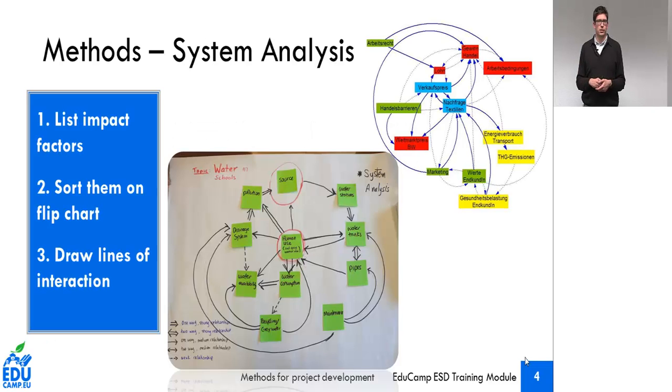But for this we need to understand also the systems that are behind and to see the interlinkages. And to see those interlinkages, system modeling and system analysis is a very useful tool. It's easy to do and it really helps to structure projects. First point is to list the impact factors.